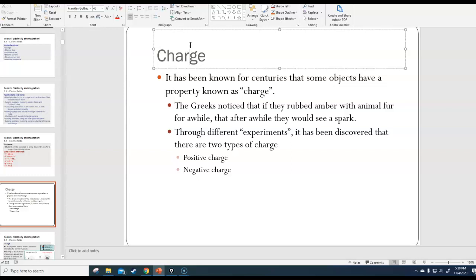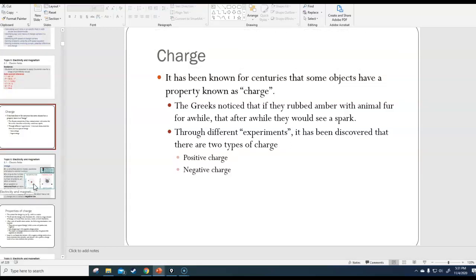Through a variety of different types of experiments, it had been discovered hundreds of years ago that there are basically two types of charge. There's what's now called positive charge, and the other type of charge is negative charge.